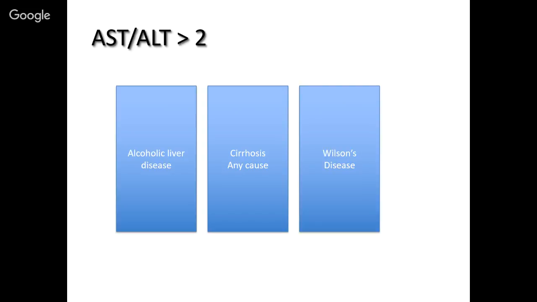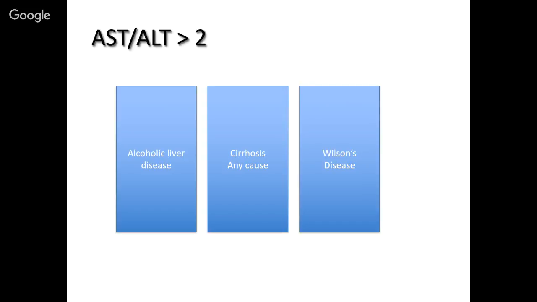So here's another rule of thumb. I'm going to give you some tasks in a minute, so I'll get you to remember these rules of thumb when you come to do some interpretation, which I'll be putting up shortly. So if the AST over ALT ratio is greater than 2, there are some things that we think of more often, or at least the gastroenterologists do.